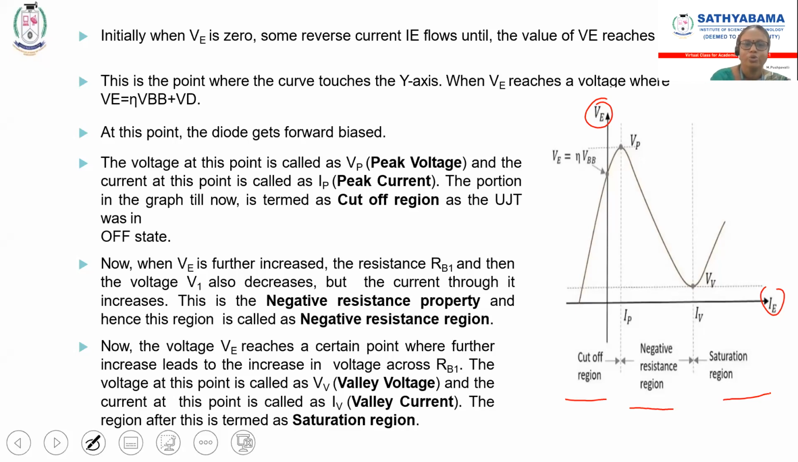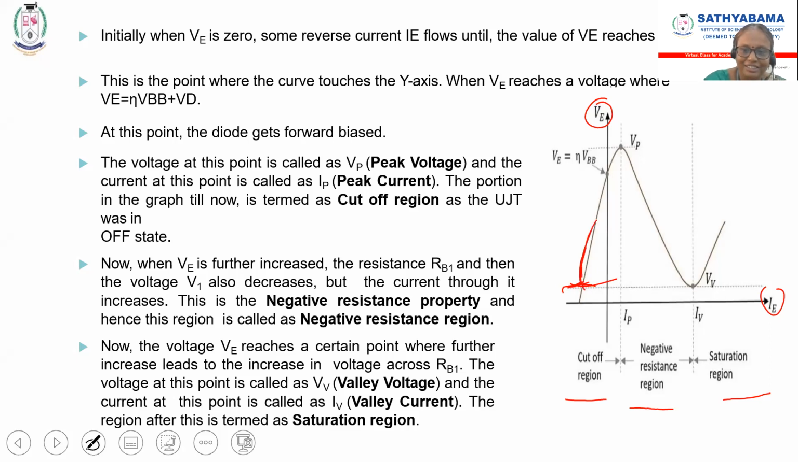Okay, so initially VE is 0. So initially, a small reverse current will flow. Okay, that is this portion. The device is going to conduct once VE reaches a certain point. So initially a small reverse current flows, and now I am going to increase my VE value.